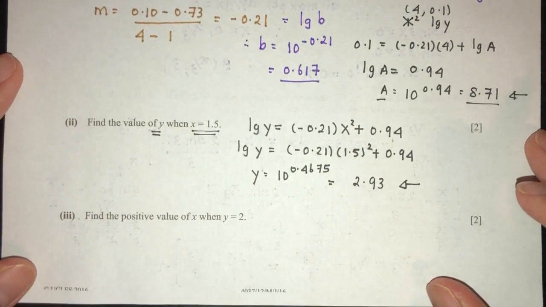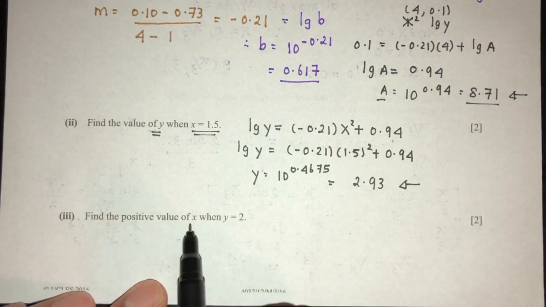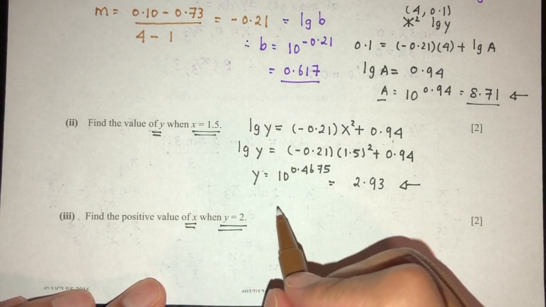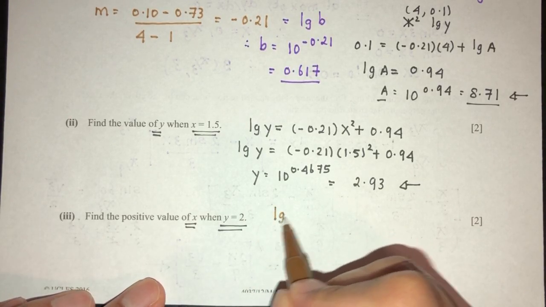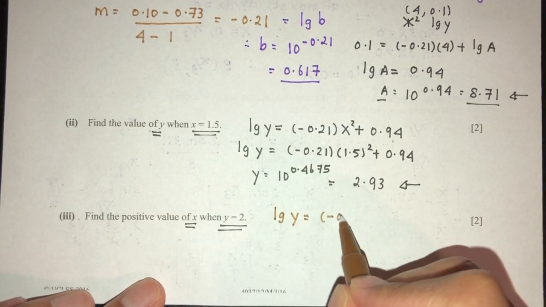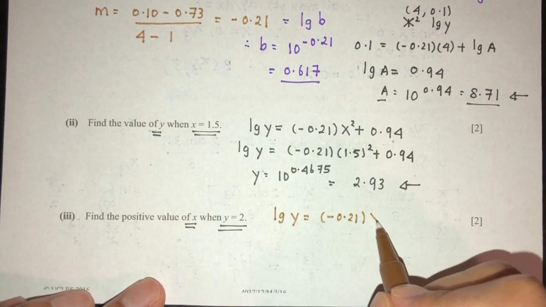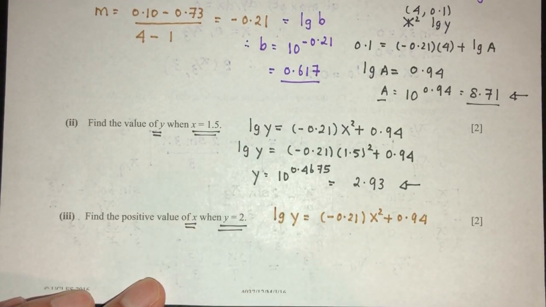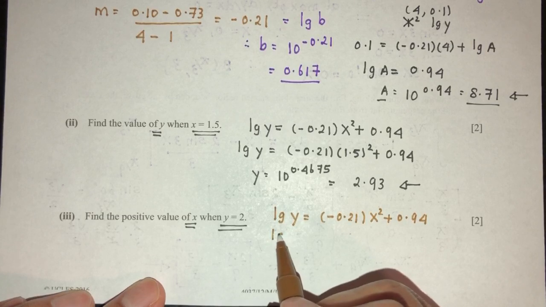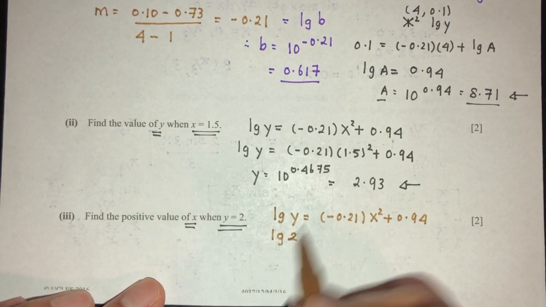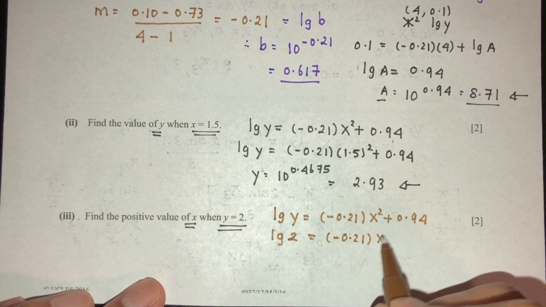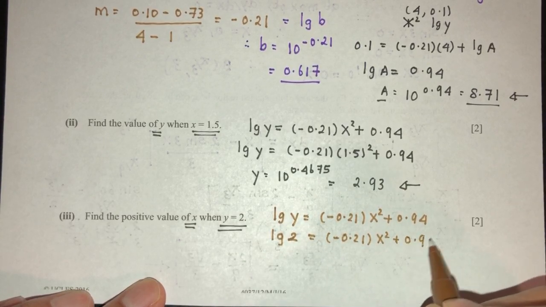Now moving on to part 3. Find the positive value of x when y equals 2. Same thing. You can always go back to your main equation. So log of y is equal to minus 0.21 x squared plus 0.94. We can replace that here. So log of 2, y is 2, is equal to minus 0.21 times x squared plus 0.94.